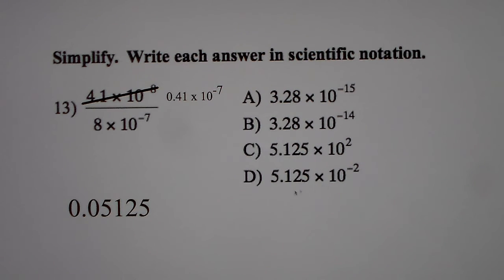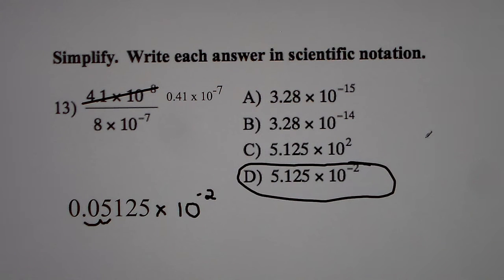But now we need to make this into scientific notation. So we're going to move the decimal 2 to the right, so we just have one number to the left of the decimal. And when we move it 2 to the right, we subtract 2 from the power. So our answer is going to be 5.125 times 10 to the negative 2. So our answer for number 13 is D.